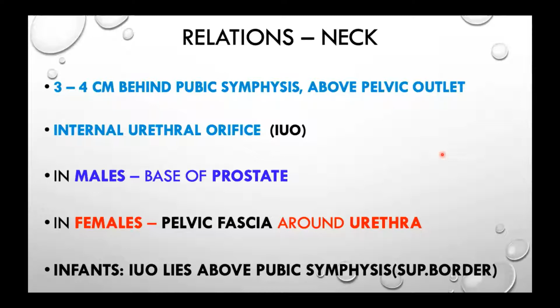Then in males, the neck is resting on the base of the prostate. In females, it is resting on the pelvic fascia around the urethra. So after the neck, it is continuing further as the urethra itself. In infants, the internal urethral orifice lies above the level of pubic symphysis, or at least near the superior border. It's a developmental change.